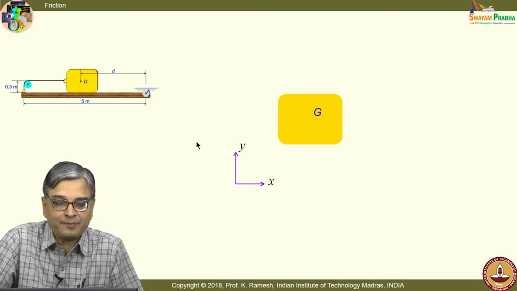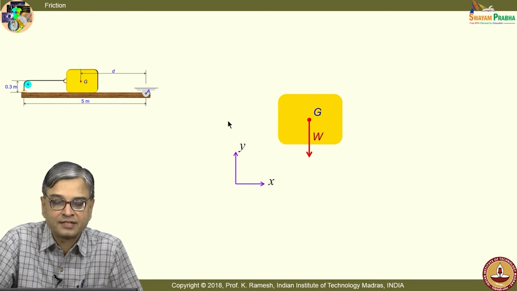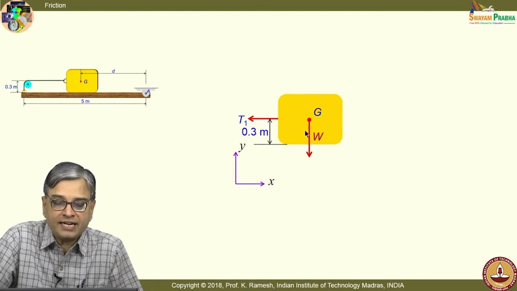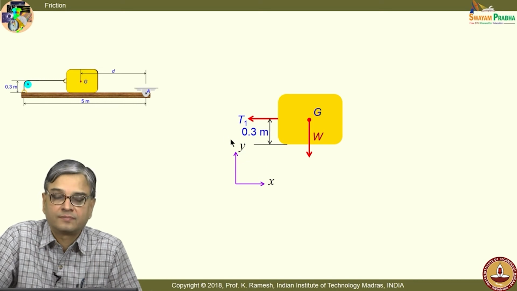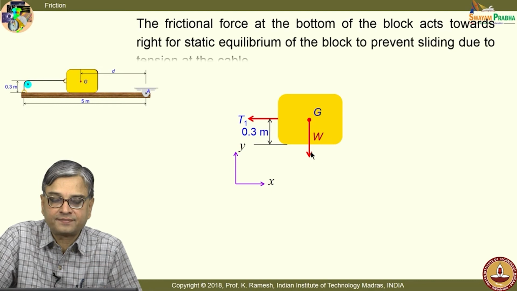Now, let me draw the free body diagram of the block. So, I have the weight acting downwards, and I have a tension on this string. We do not know what is its value. It is acting at a height of 0.3 meters. And what is the direction of friction you expect between the block and the plank? It opposes. Okay. I am pulling it like this. So, friction will oppose, and I will have the friction force like this.